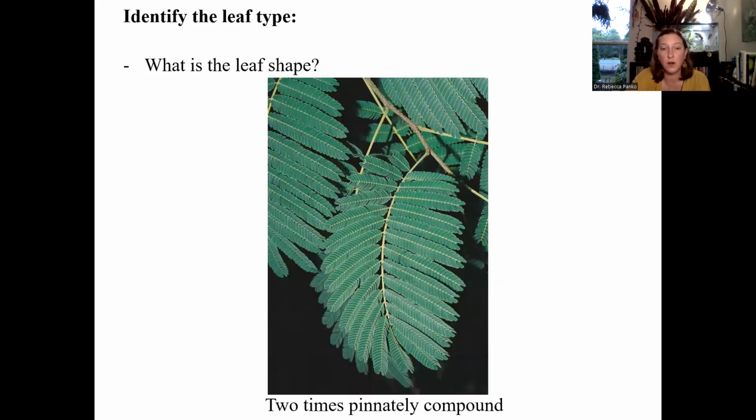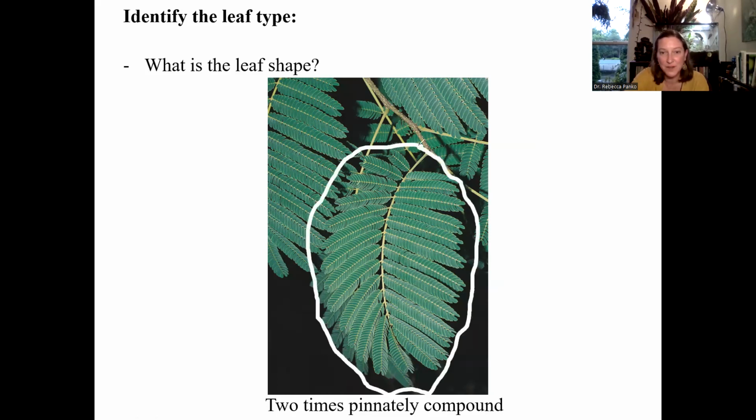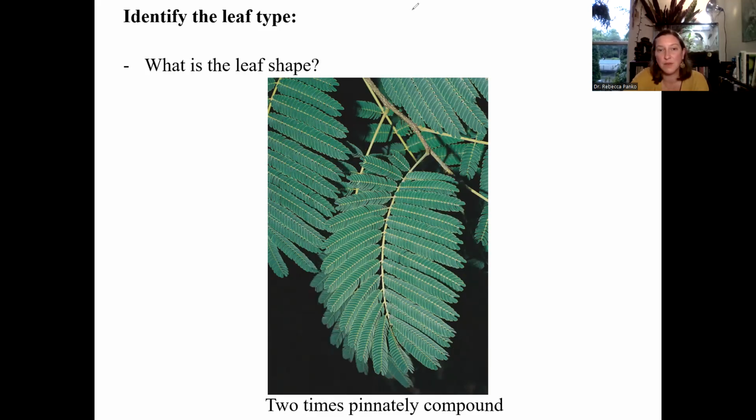All right, here's another one. Oh no, it says the answer. Don't look. No, too late. Unfortunately, this one says the answer, but look, so here's 1 leaf, right? Here is the rachis of that leaf. And then here is 1 division here, but it may be hard to see, but each of these is further divided into many little things. So this would be an example of a 2 times pinnately compound leaf.